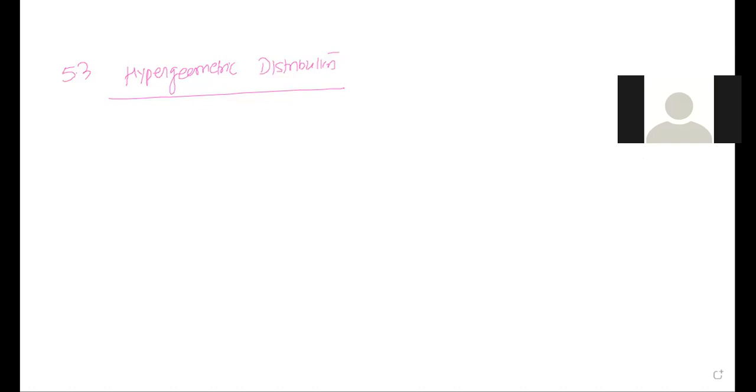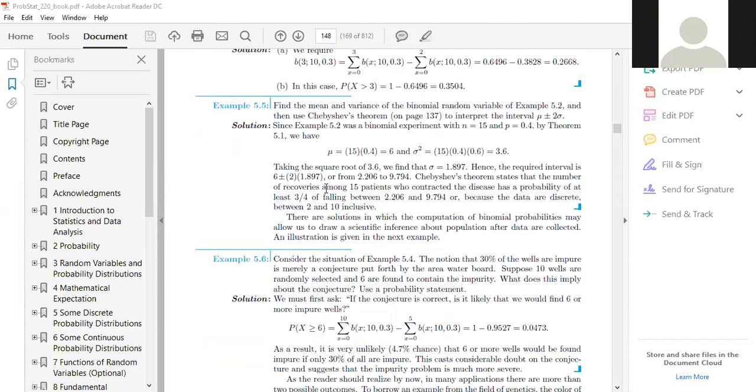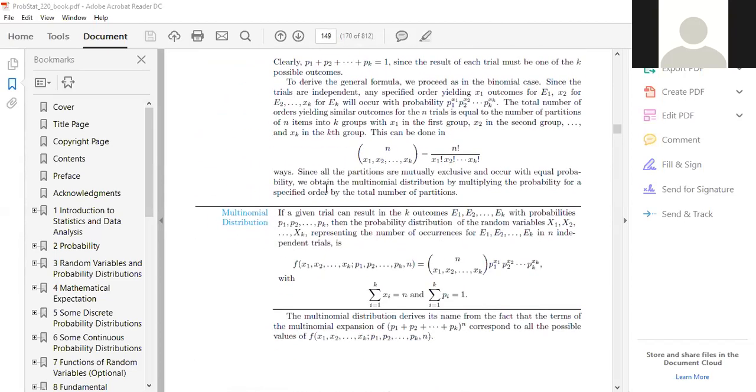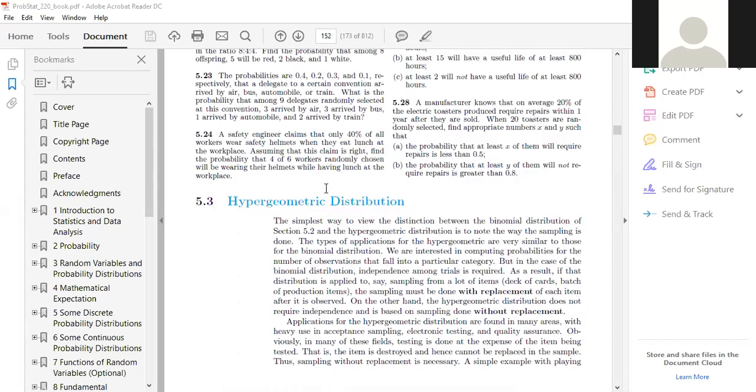Let me stop sharing this part. Let me share this one with you. We did all these parts, and now look at this one, guys. If you read this one, you will come to know the simplest way to view the difference between binomial and the hypergeometric distribution is the way the sampling has been done. The types of applications for the hypergeometric are very similar to those of the binomial distribution. So please keep this thing in mind too.